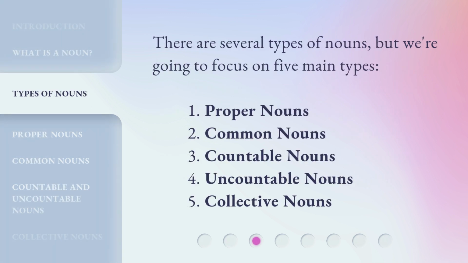There are several types of nouns, but we're going to focus on 5 main types. 1. Proper nouns. 2. Common nouns. 3. Countable nouns. 4. Uncountable nouns. 5. Collective nouns.